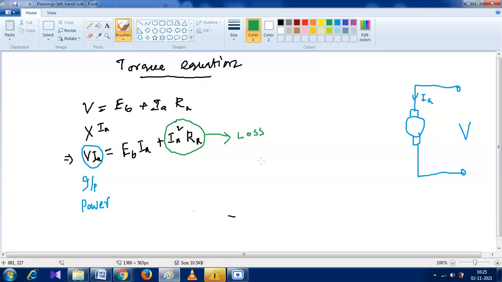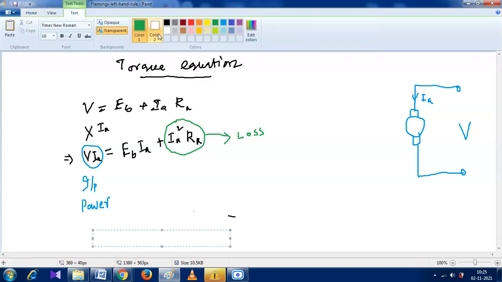If we know that there is an equation, input is equal to something plus loss. What is that actually? Tell me.